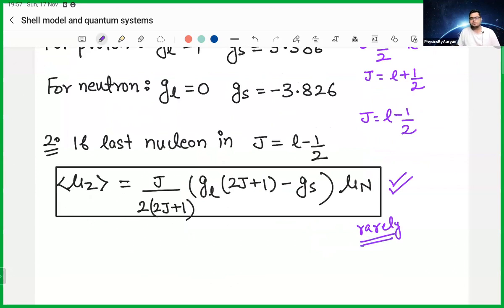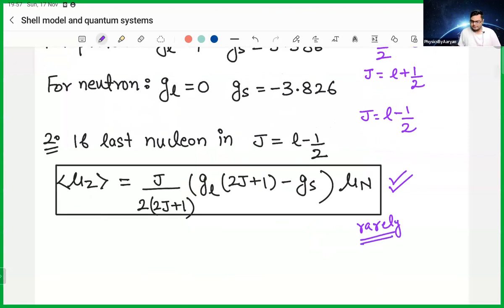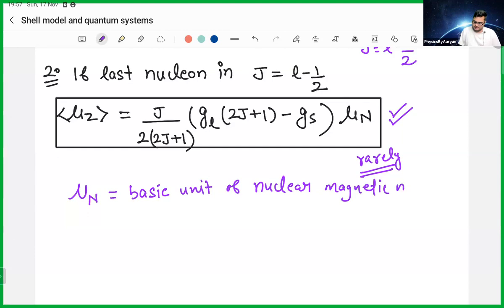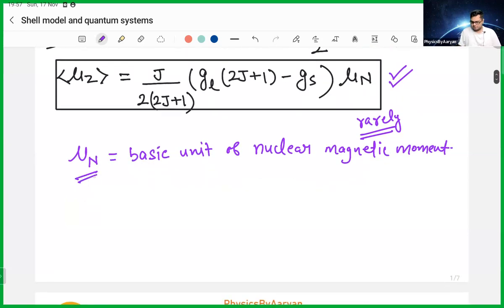In most of the cases you will see that μN is the basic unit of nuclear magnetic moment. So basically you can define your magnetic moment in these terms, just like a Bohr magneton in atomic physics. Here we use μN. We have fixed one value of μN, and you don't have to remember that value. Even that value is sometimes experimental. So you always give your answer in these terms.